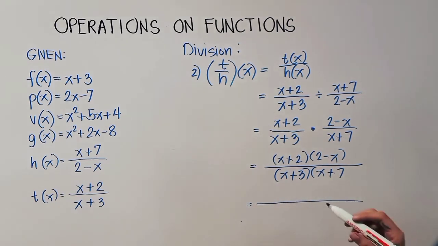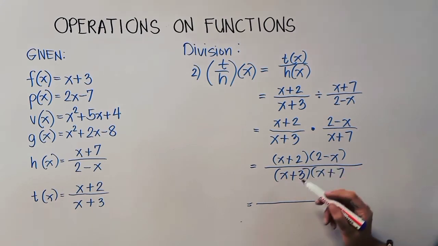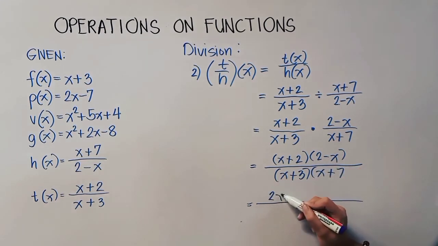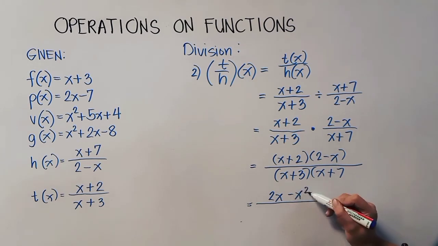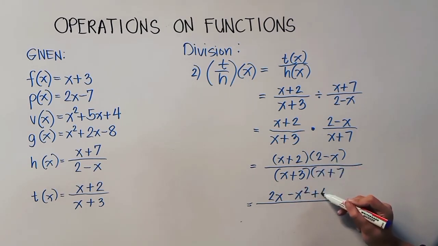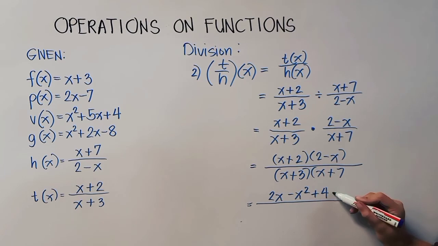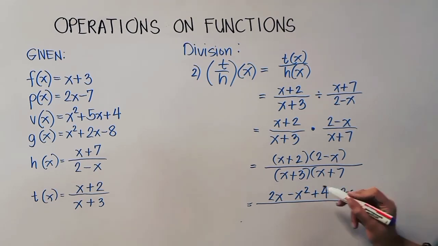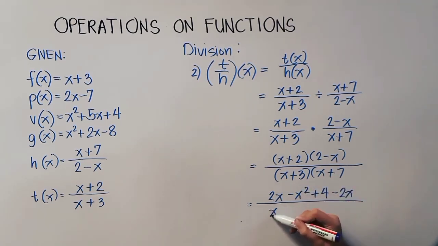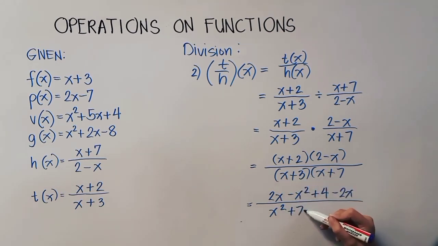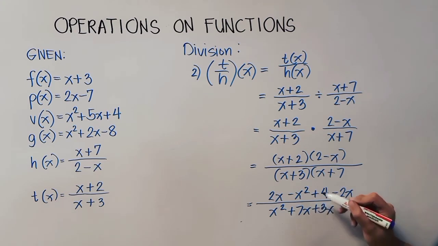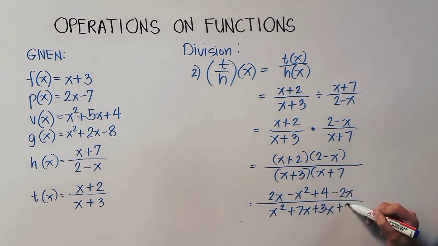Now there is no common factor here, so we'll just do the FOIL method. X times 2 is 2x. X times negative x is negative x squared. 2 times 2 is positive 4. 2 times negative x is negative 2x. In the denominator, we have x times x is x squared. X times 7 is positive 7x. 3 times x is 3x, and 7 times 3 is positive 21.